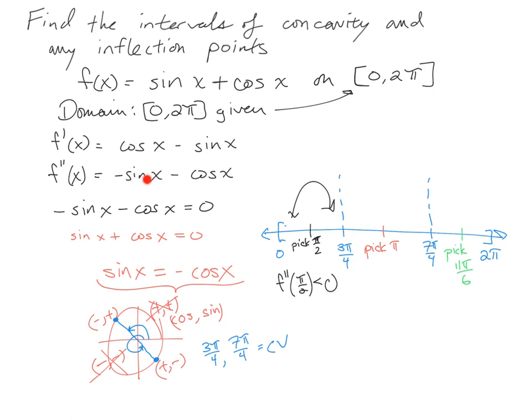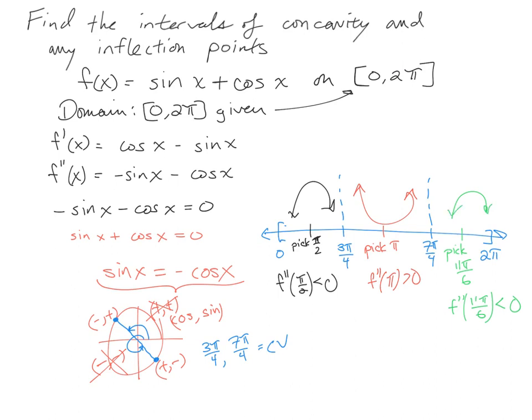If you pick pi and substitute pi into these x's here, sine of pi is 0. Cosine of pi is negative 1, but we negate it, so it'll become positive 1, which means f double prime of pi is positive, so concave up. And lastly, we have f double prime of 11 pi over 6. And when you do the math again, it becomes negative.